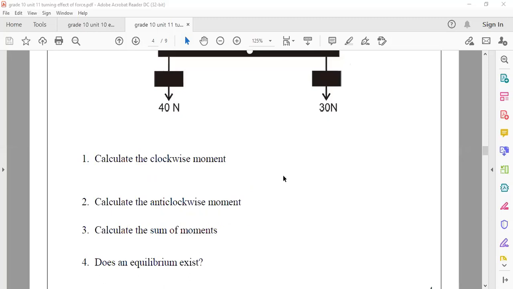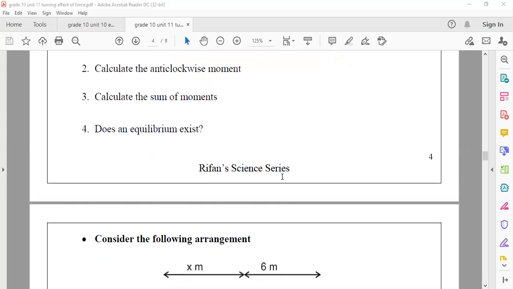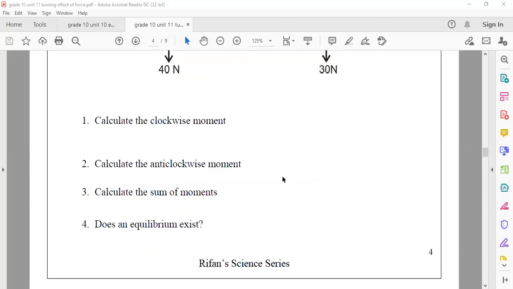Sir, for 0 Newton meters, there is no need of putting directions. No direction, since it is not turning. You write the turning direction only when it turns, understood?